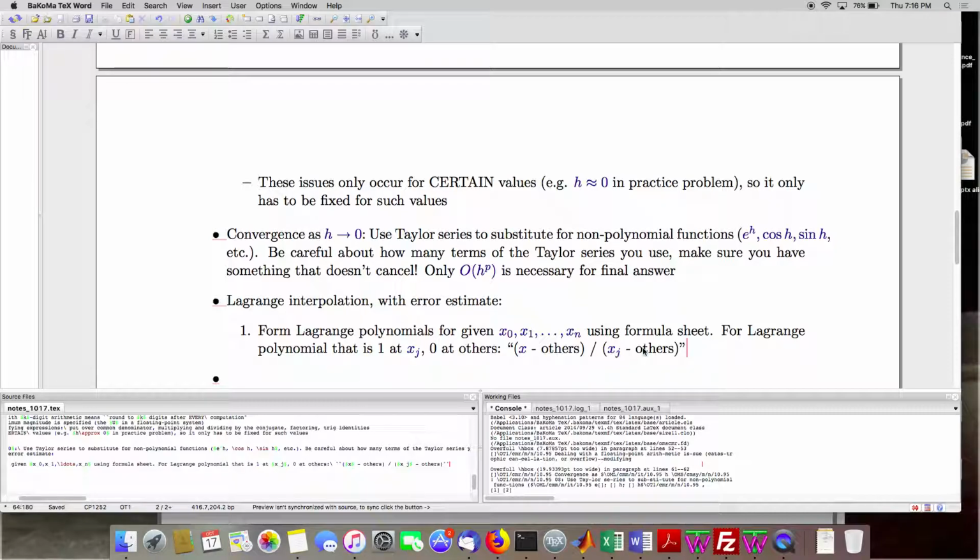Do not take the time to multiply these out or simplify them. Don't do any of that. It actually makes it harder for me to grade, and you know I hate grading.